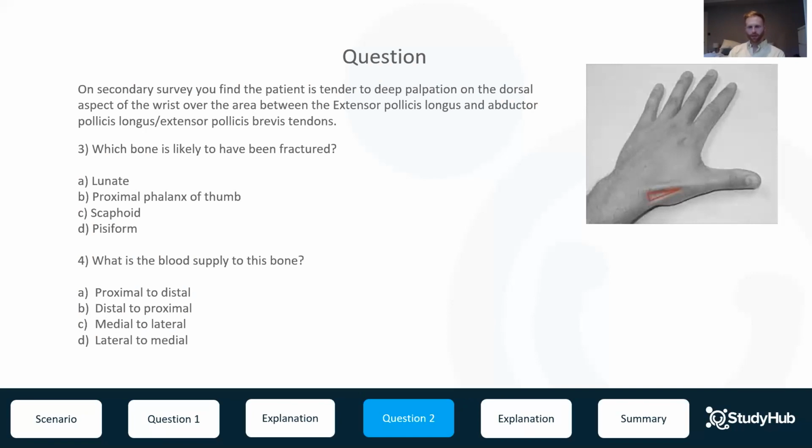Distal to proximal. Okay, that's great. Thanks very much for that, Pierre. Okay, so does anybody want to speak and try and explain to me why that's important? Why is it important that the blood supply is distal to proximal?